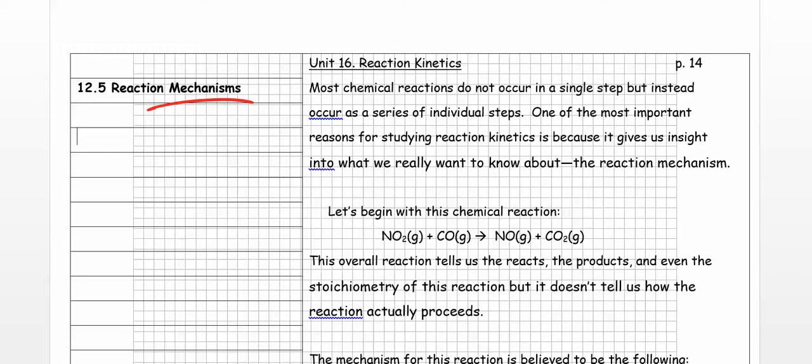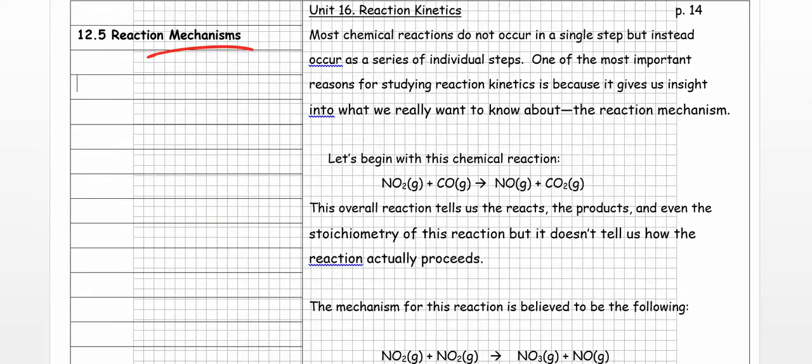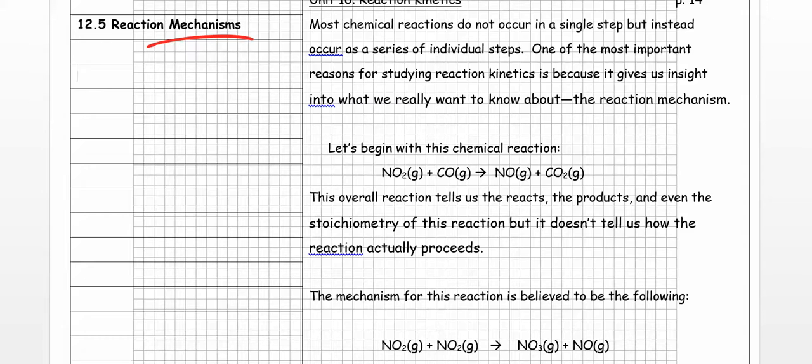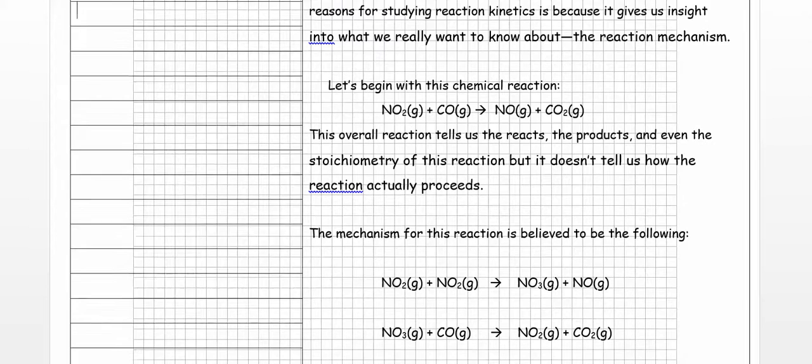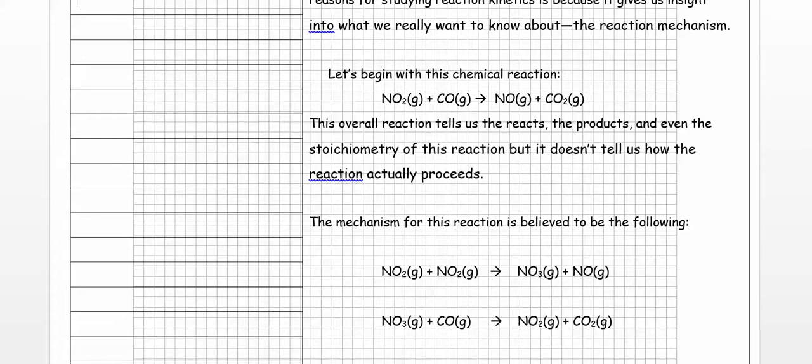So let's take this reaction right here. Let's take a look at nitrogen dioxide gas plus CO gas yielding NO gas plus CO2 gas. So that is a chemical reaction, and that reaction tells us a lot about what the reactants are and what the products are, and even tells us the stoichiometry. It's a 1-to-1 to 1-to-1 mole to mole to mole to mole relationship. But what it doesn't tell us is the series of steps, and it certainly doesn't tell us in and of itself the rate law for that reaction.